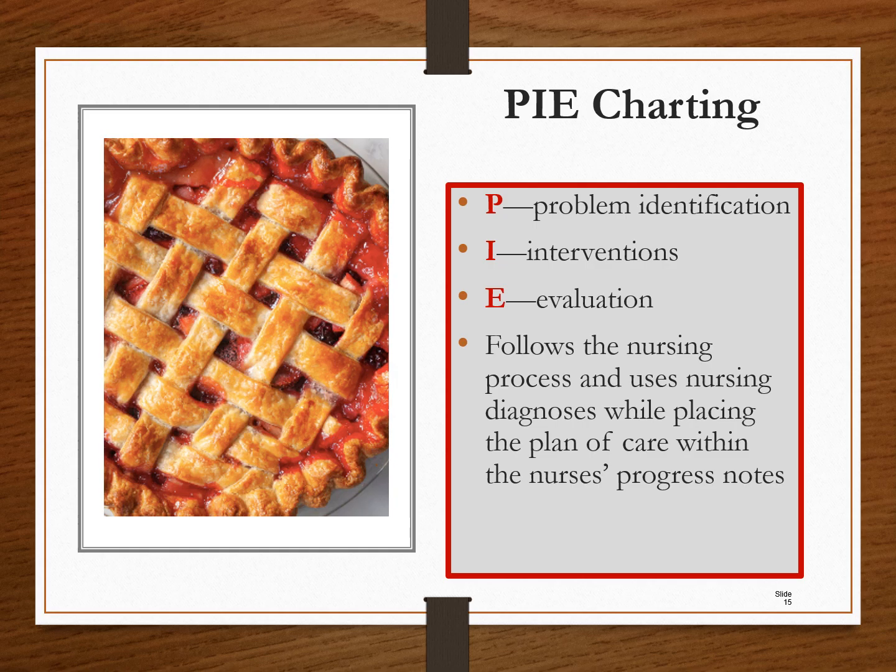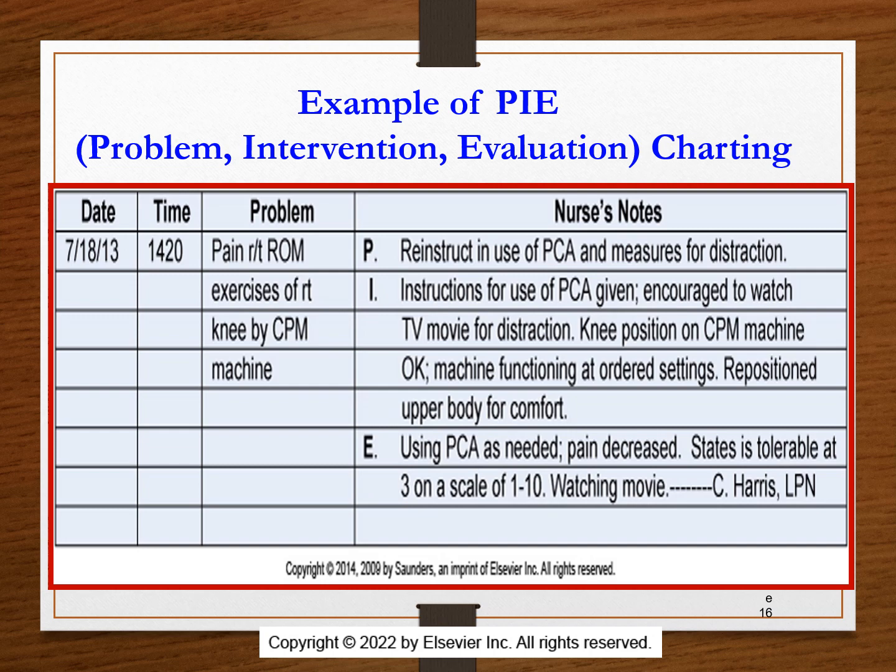PIE charting, that's problem identification, interventions, and evaluation. It follows the nursing process and uses nursing diagnosis and puts the plan of care in the nursing progress notes. Here's an example of PIE charting. As you can see, they've got the P for the problem, they've got the interventions, and they have the evaluation.